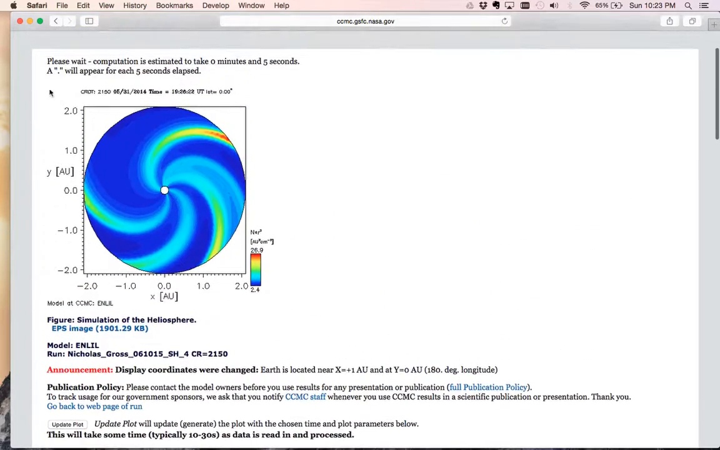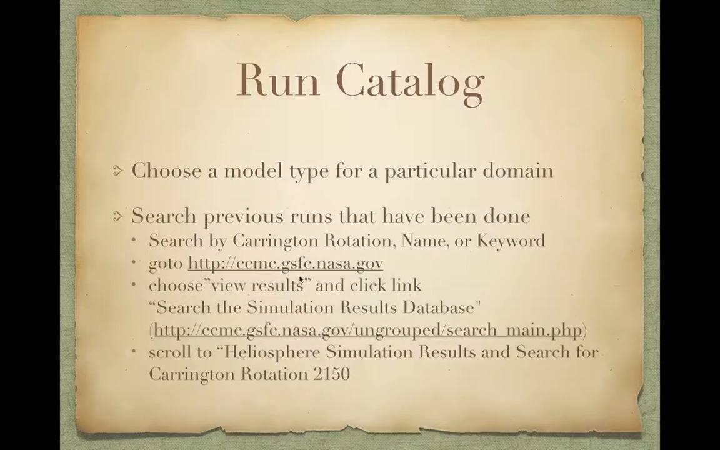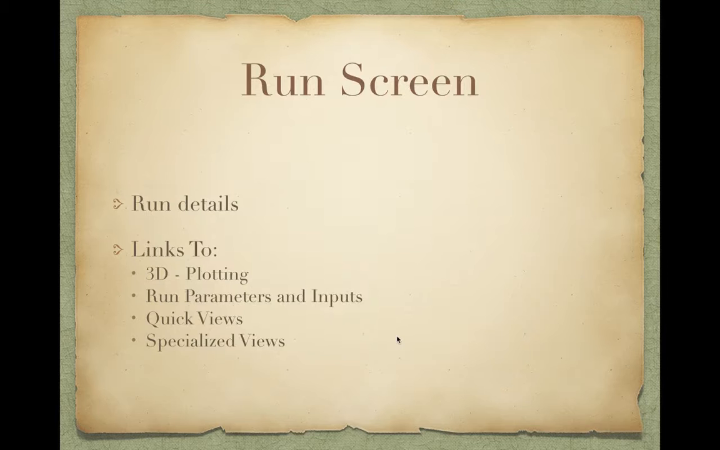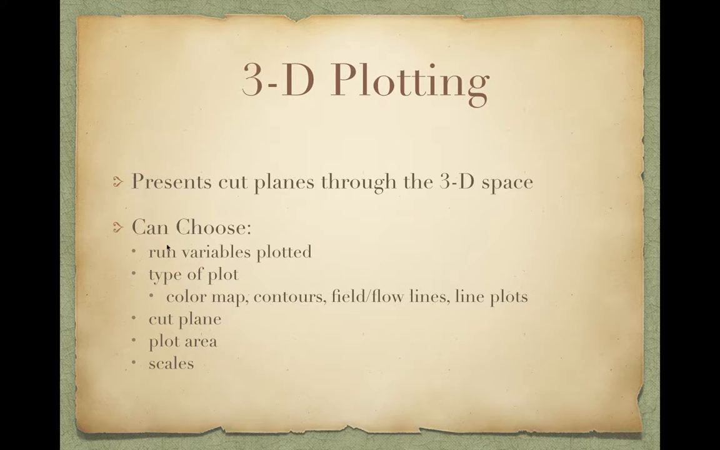There are a variety of options that we can do. So, for example, we could change the run variable. We could change the type of plot that we have, whether it's a color map or a contour plot. We could pick a cut plane. We can change the plot area, and we can adjust scales for various things. So we're going to try and do all of those things.